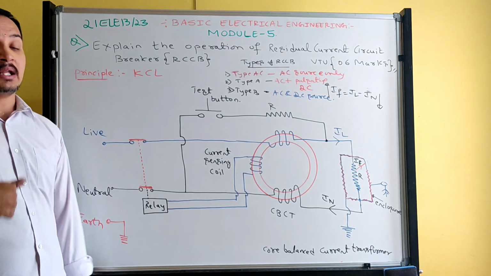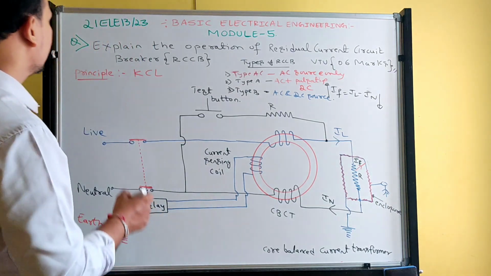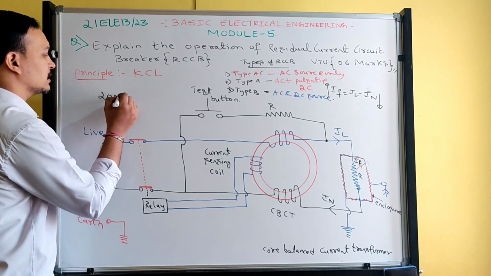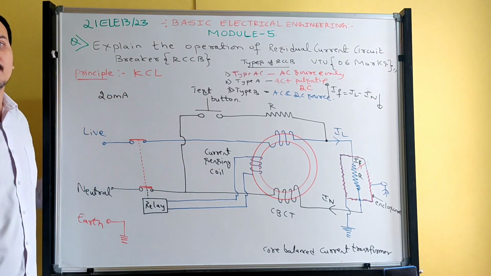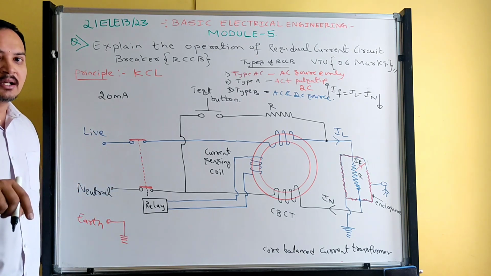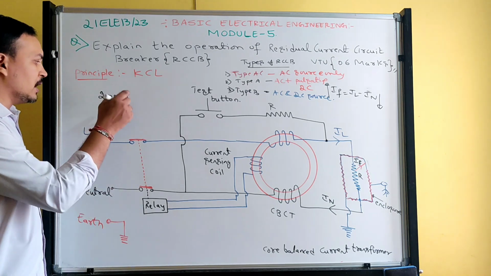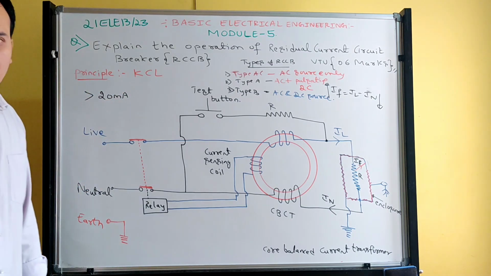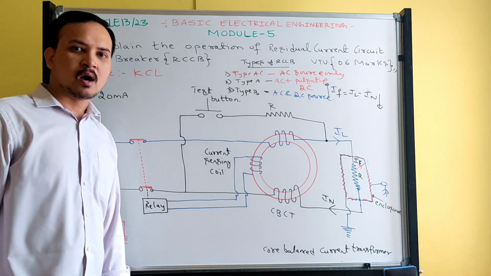So then, what is the current rating of RCCB? See, we recommend that a person can withstand up to 20 milliampere current. Suppose we have to select the residual current circuit breaker beyond this rating. Beyond this rating, you can design the RCCB, residual current circuit breaker.